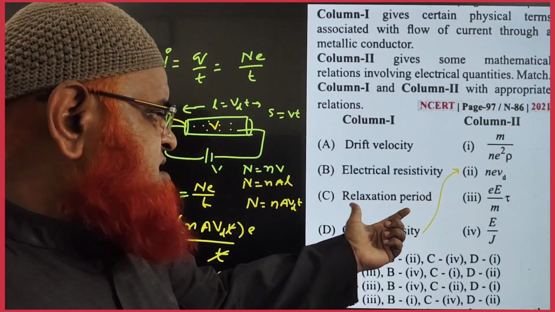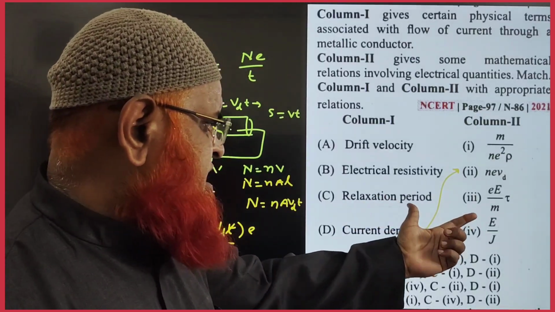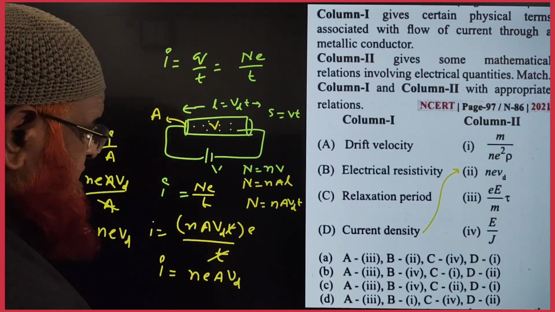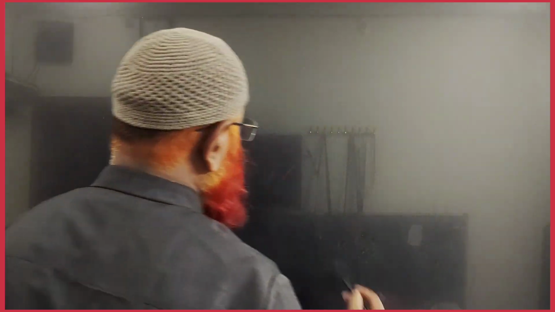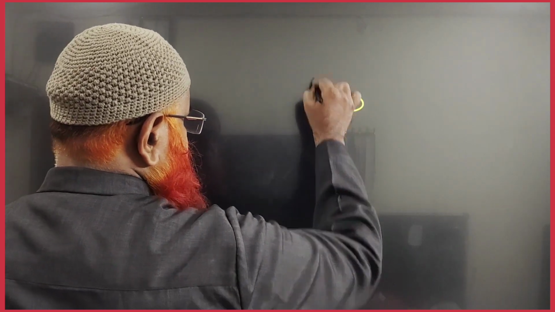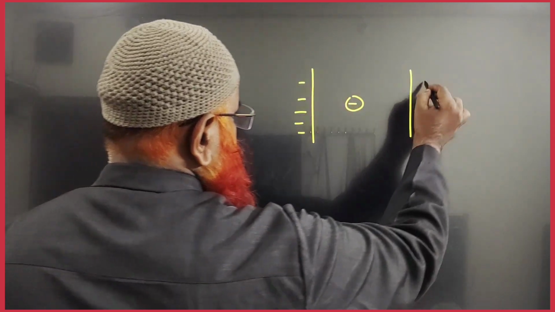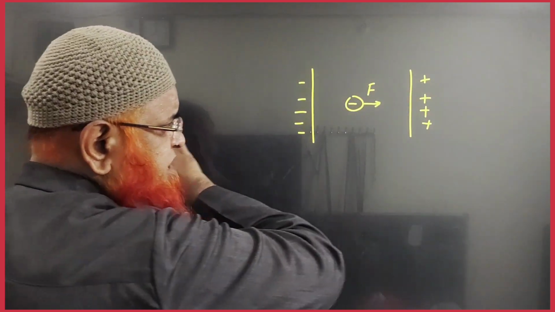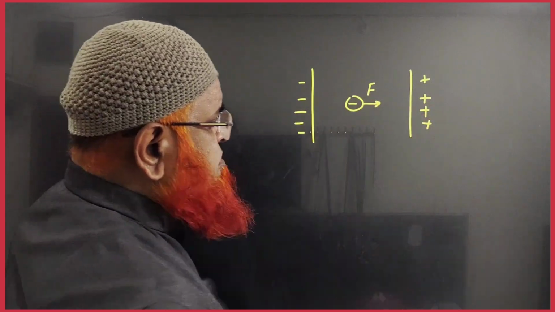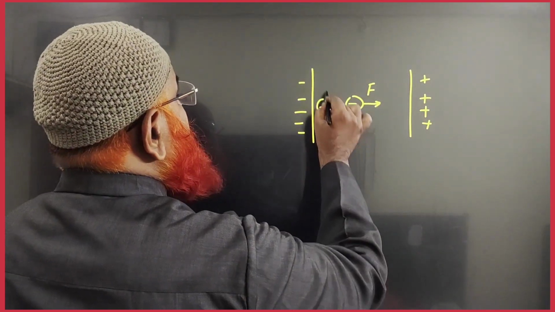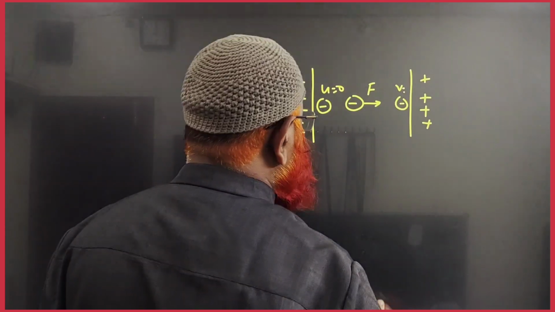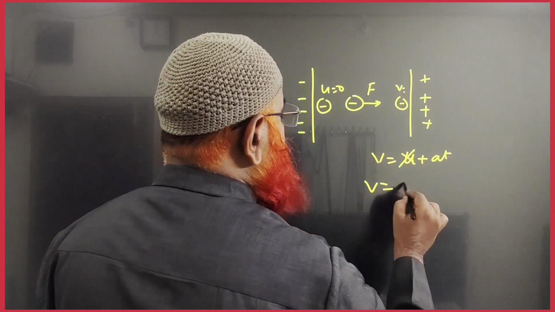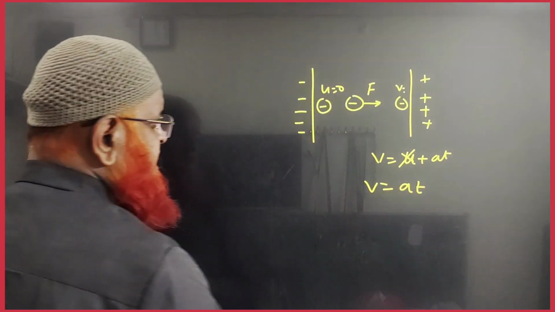Now, let us discuss the meaning of relaxation period, or first we shall go for drift velocity. What is the meaning of drift velocity? Let me discuss what is going to happen here. Let us consider one electron which is in between one positive and one negative terminal. A force is applied, which makes the electron move in an electric field from negative to positive. Let us imagine the initial velocity. You should know that V is equal to U plus A T according to equations of motion. Initial velocity is 0, so V is equal to A into T here.